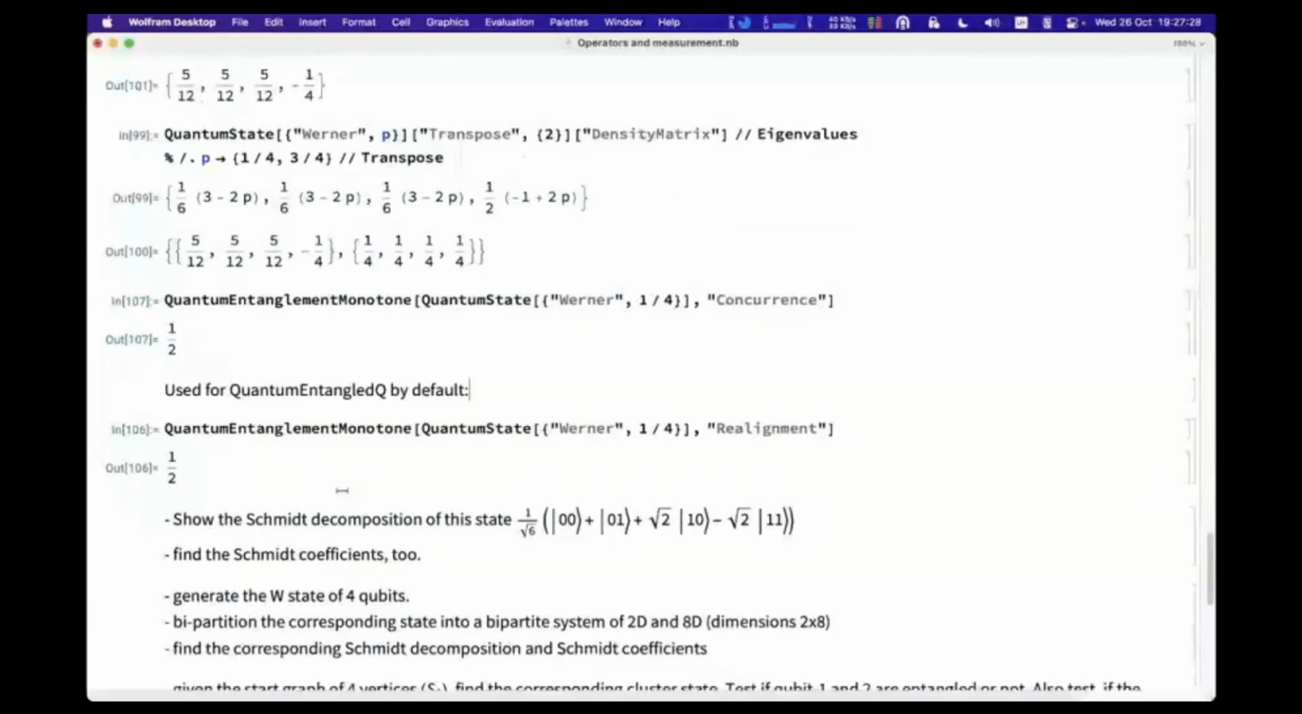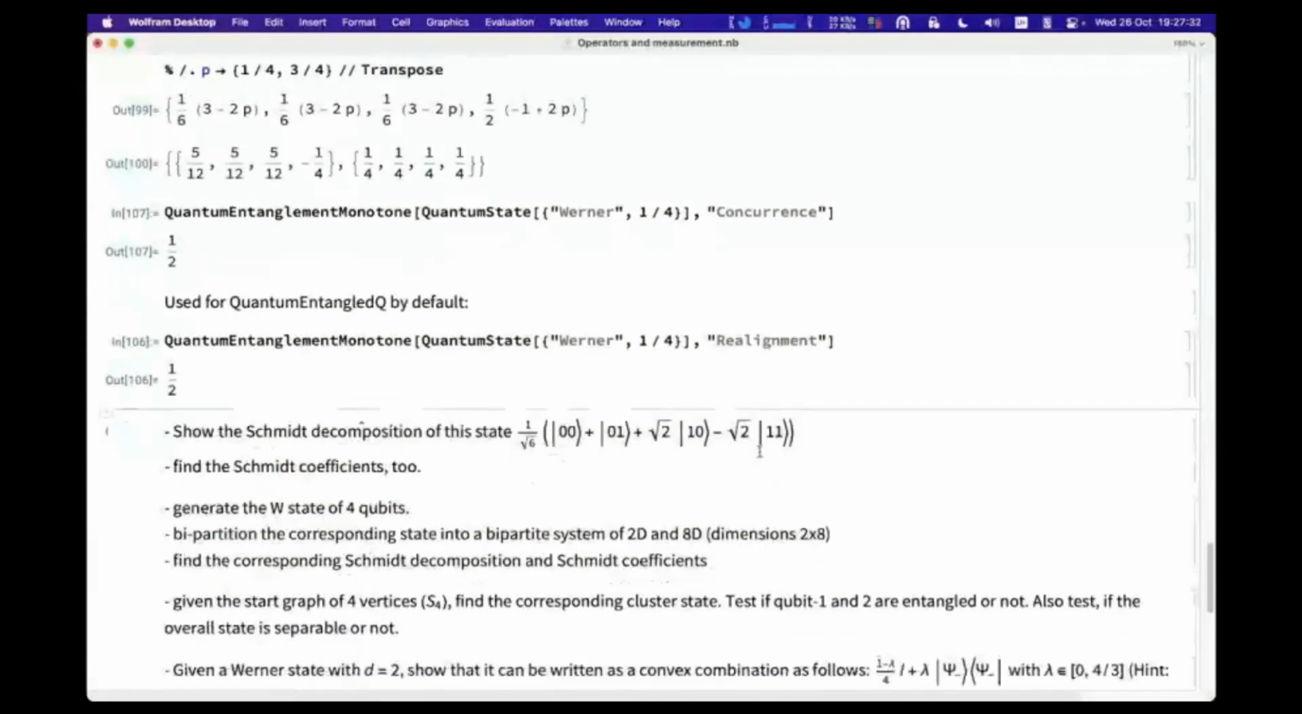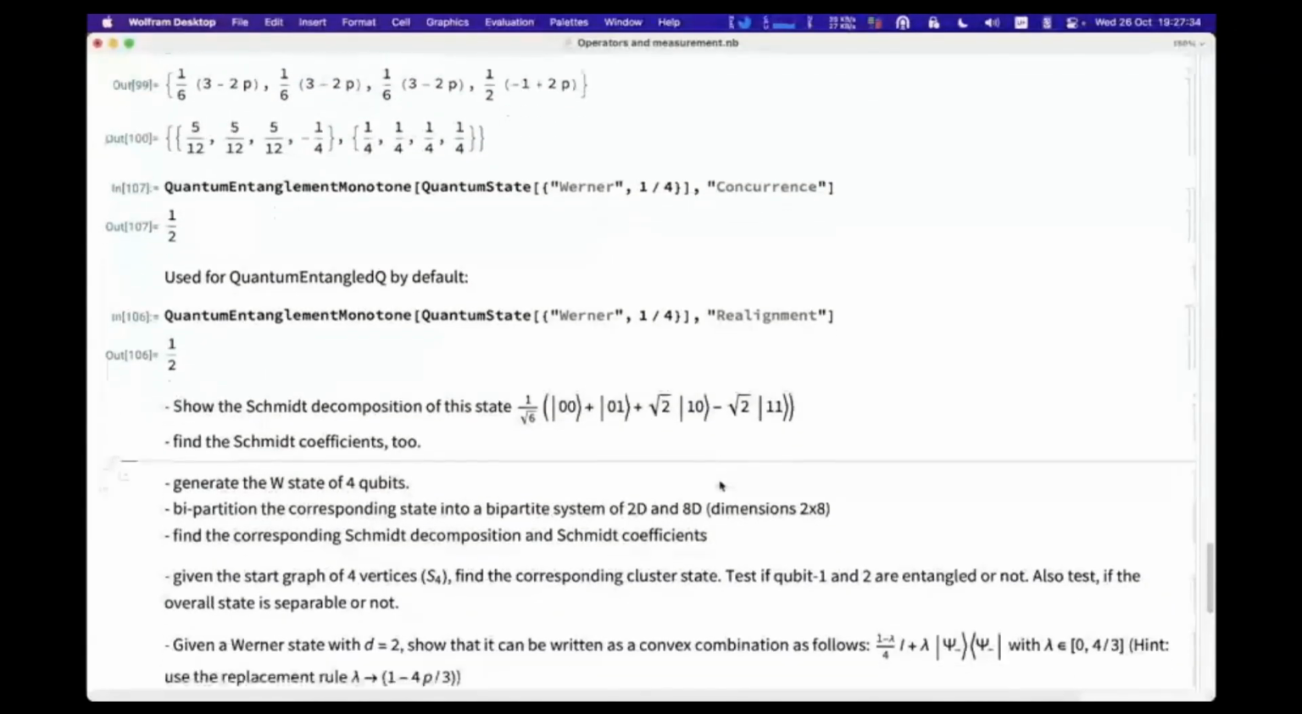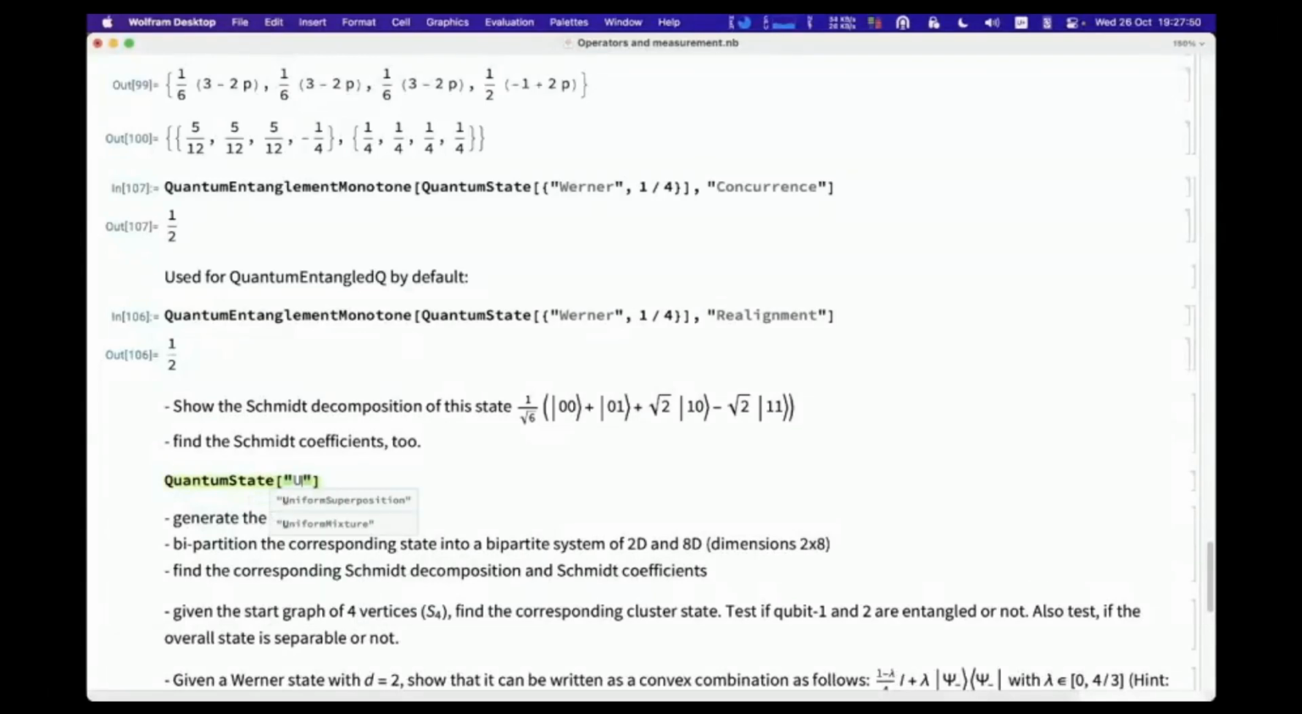Okay, so let's move on. Next example, Schmidt decomposition. That's a very nifty feature when you are going to higher dimensions, because it helps you do lots of calculations. For example, let's create that superposition. And this time, let's just go with the amplitude because it's the same order.